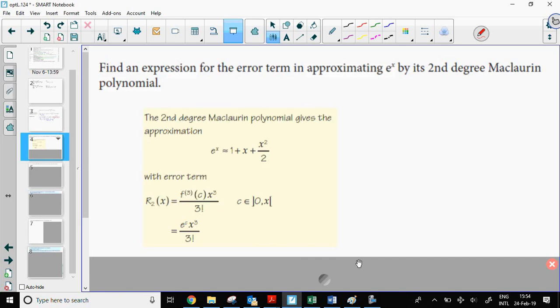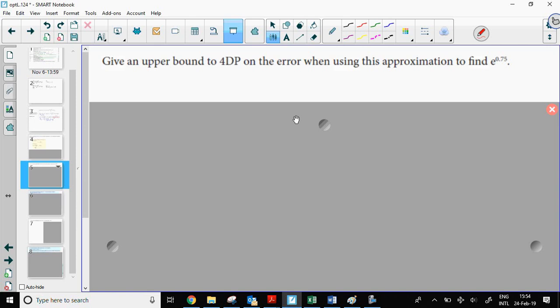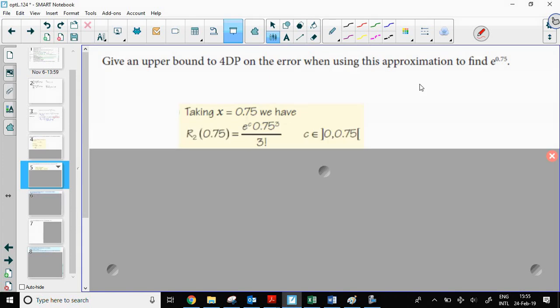So far so good, I hope. Now let's be a little more concrete. So let's say we approximated e to the 0.75. All right, so that's my x term now. So my error is e to the c times 0.75 cubed over 3 factorial.